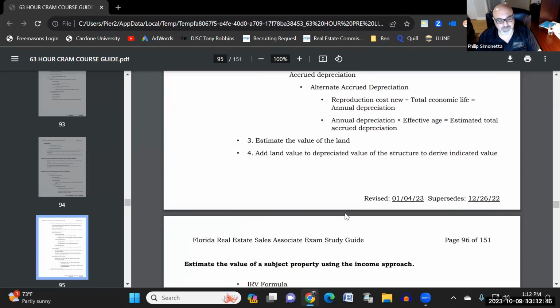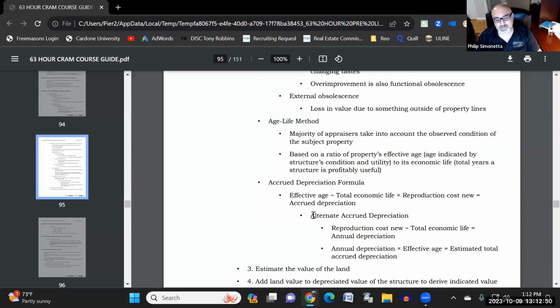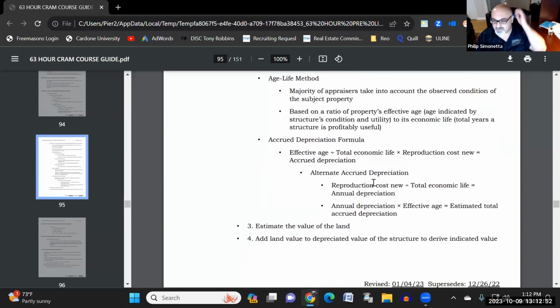Okay. Did we do an example of that one? There wasn't an example. There wasn't really a math example for this. You're not going to see a calculation like this, but say your reproduction cost is $100,000, and your economic life is 30 years. So you take $100,000 divided by 30 years, and that'll be your annual depreciation.